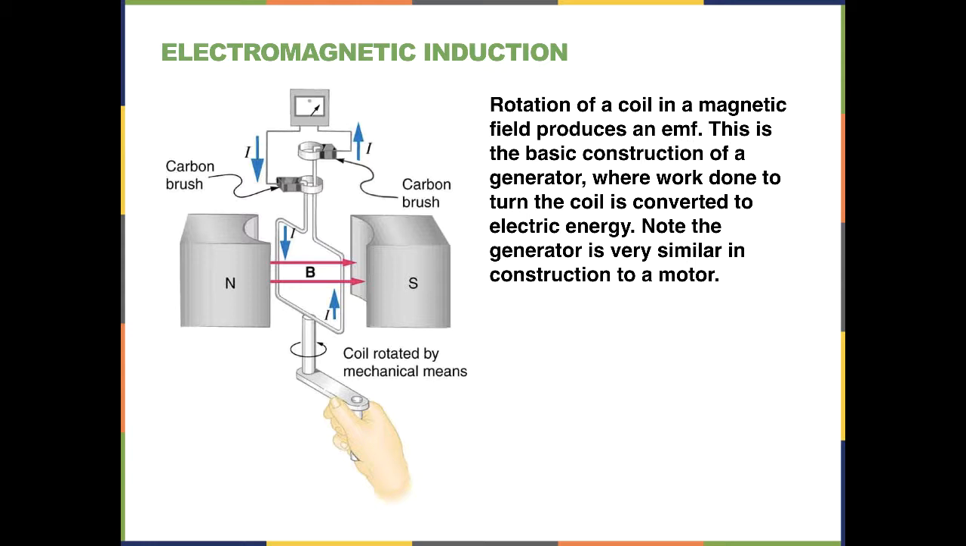The generator is essentially the opposite of an electric motor that we studied in the last chapter. The generator is the use of kinetic energy to generate an electrical current. The electrical motor is the use of electrical current to generate kinetic energy.